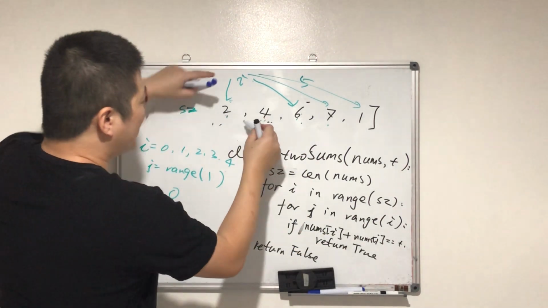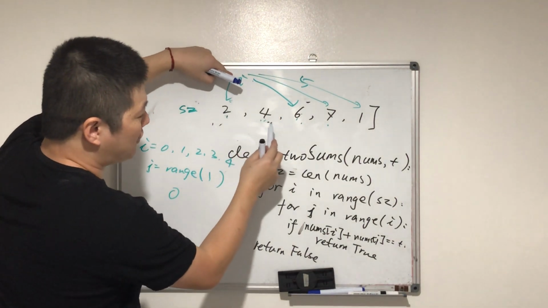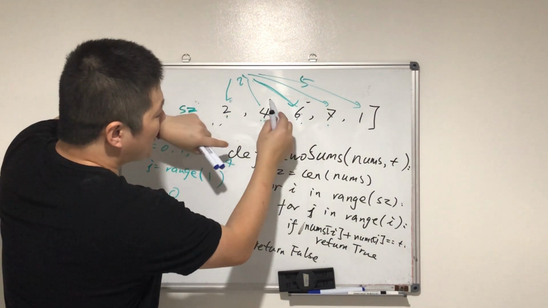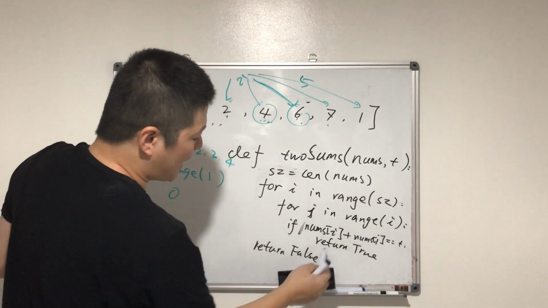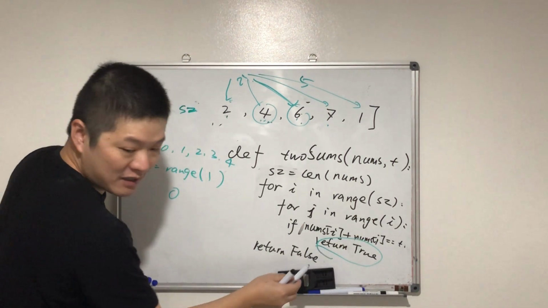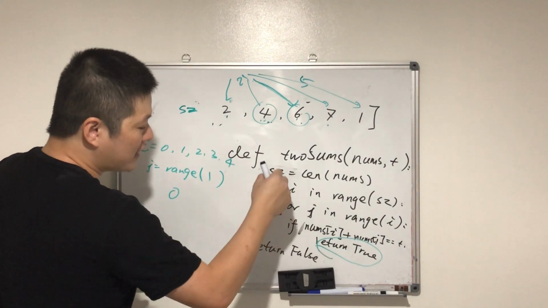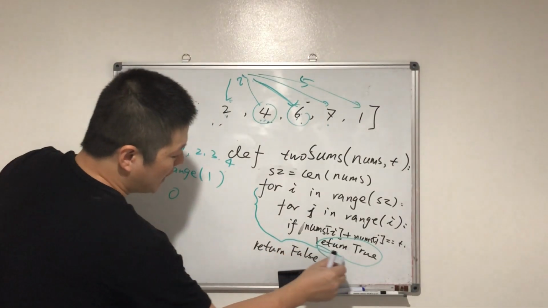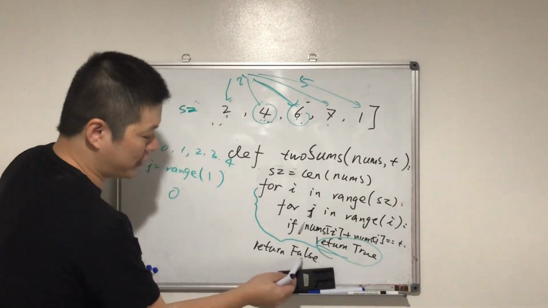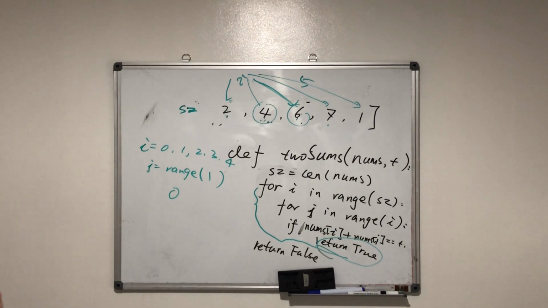And then every time we have two pointers, we just check if these two numbers add up to the target. If they do, we return true immediately. Otherwise, after these two loops, if we can't find any such pair, then we return false. Got it?